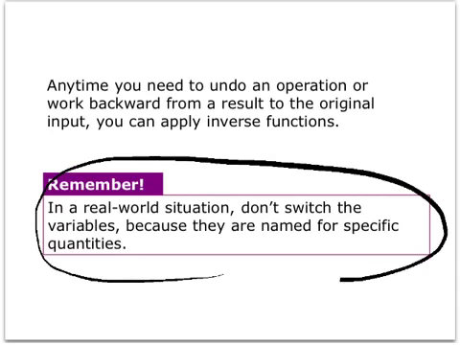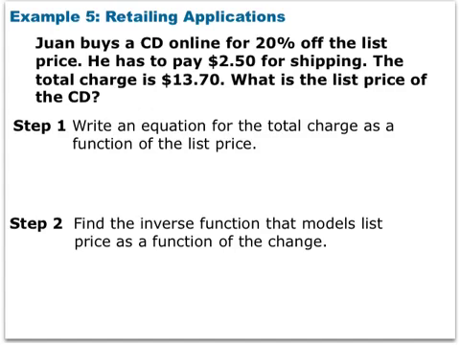In a real-world situation, you don't switch the variables because they are named for specific quantities. So we're just going to solve it for the other variable. Juan buys a CD online for 20% off the list price. He has to pay $2.50 for shipping. The total charge is $13.70. What is the list price of the CD?